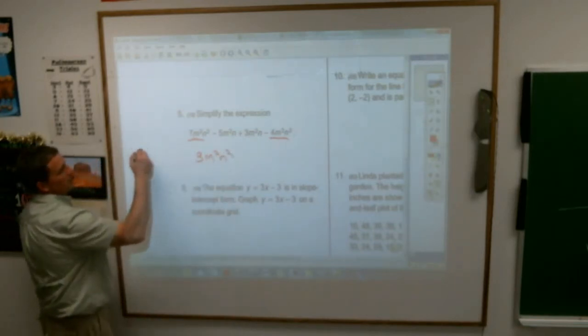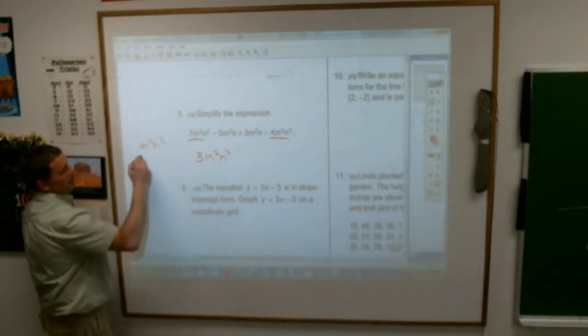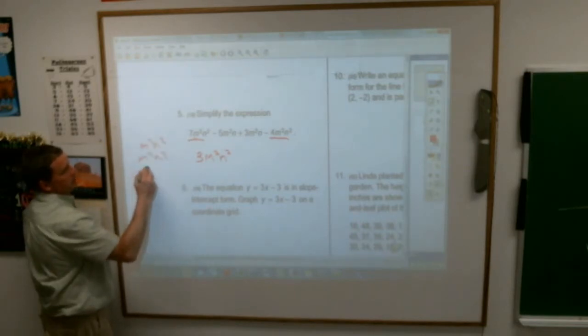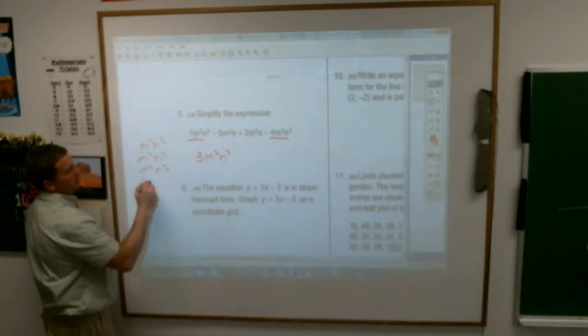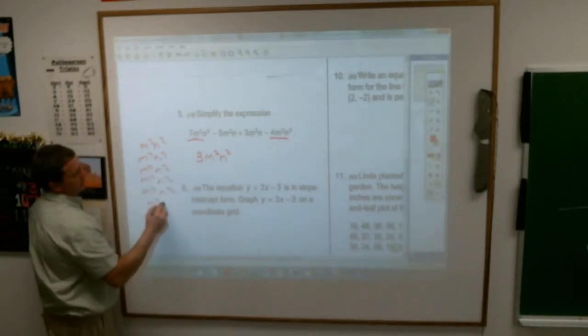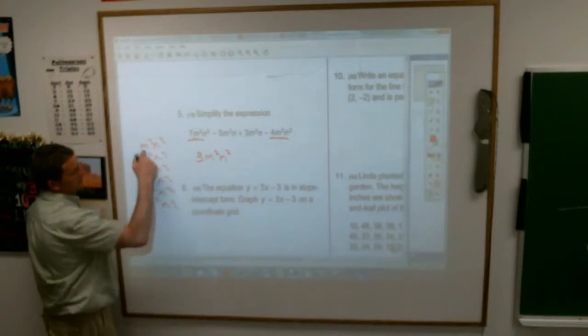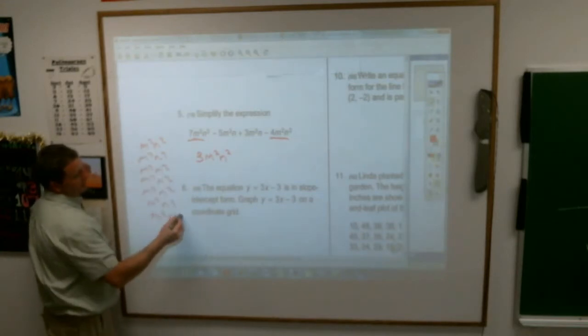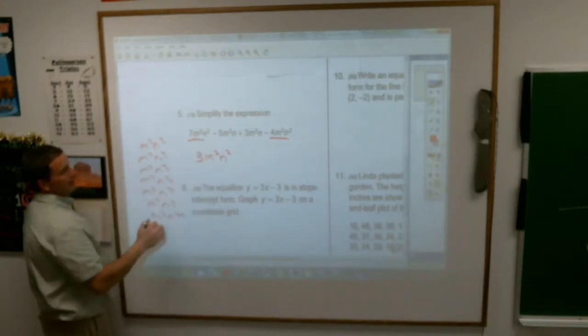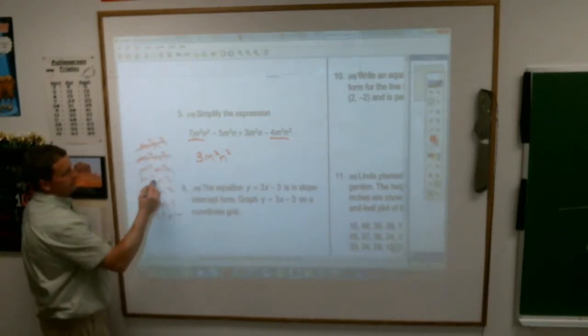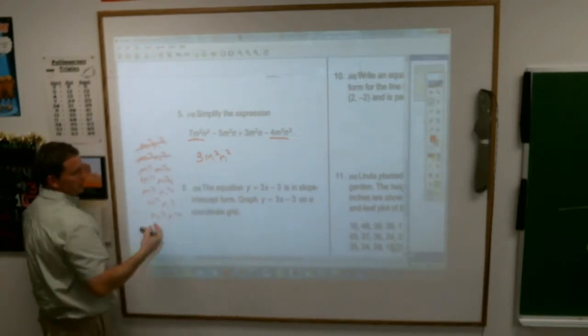I start with 7 of them, m squared n squared, m squared n squared, and so on, 1, 2, 3, 4, 5, 6, 7 m squared n squared. I start with 7 of them, and I remove 4 of them. I am left with 3 of them.